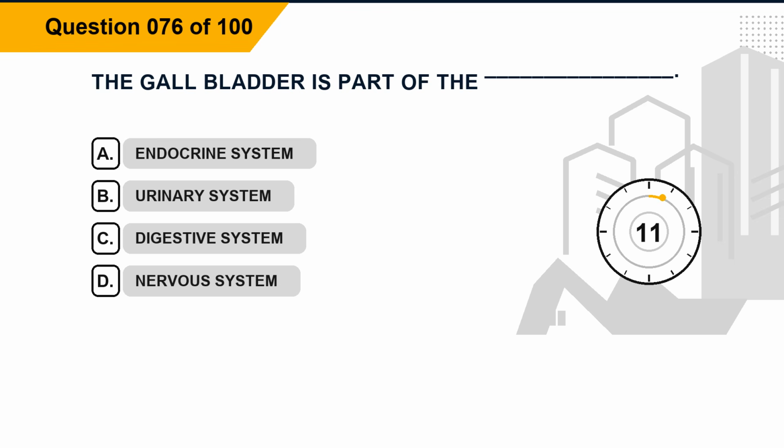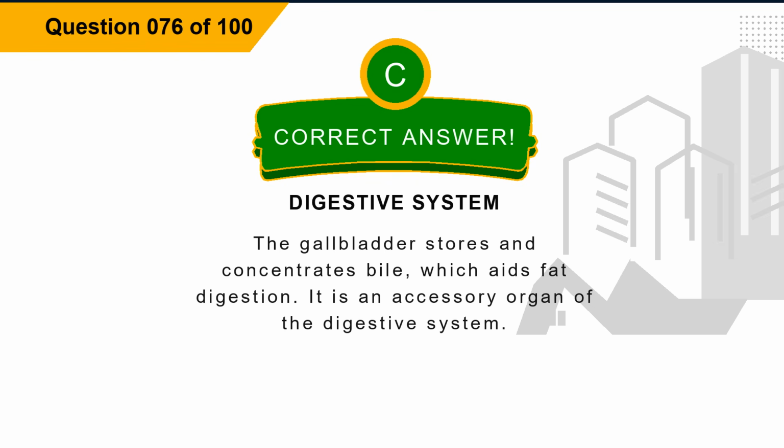Question 76. The gallbladder is part of the blank. Option A, endocrine system. Option B, urinary system. Option C, digestive system. Option D, nervous system. The correct answer is option C, digestive system. Explanation. The gallbladder stores and concentrates bile, which aids fat digestion. It is an accessory organ of the digestive system.